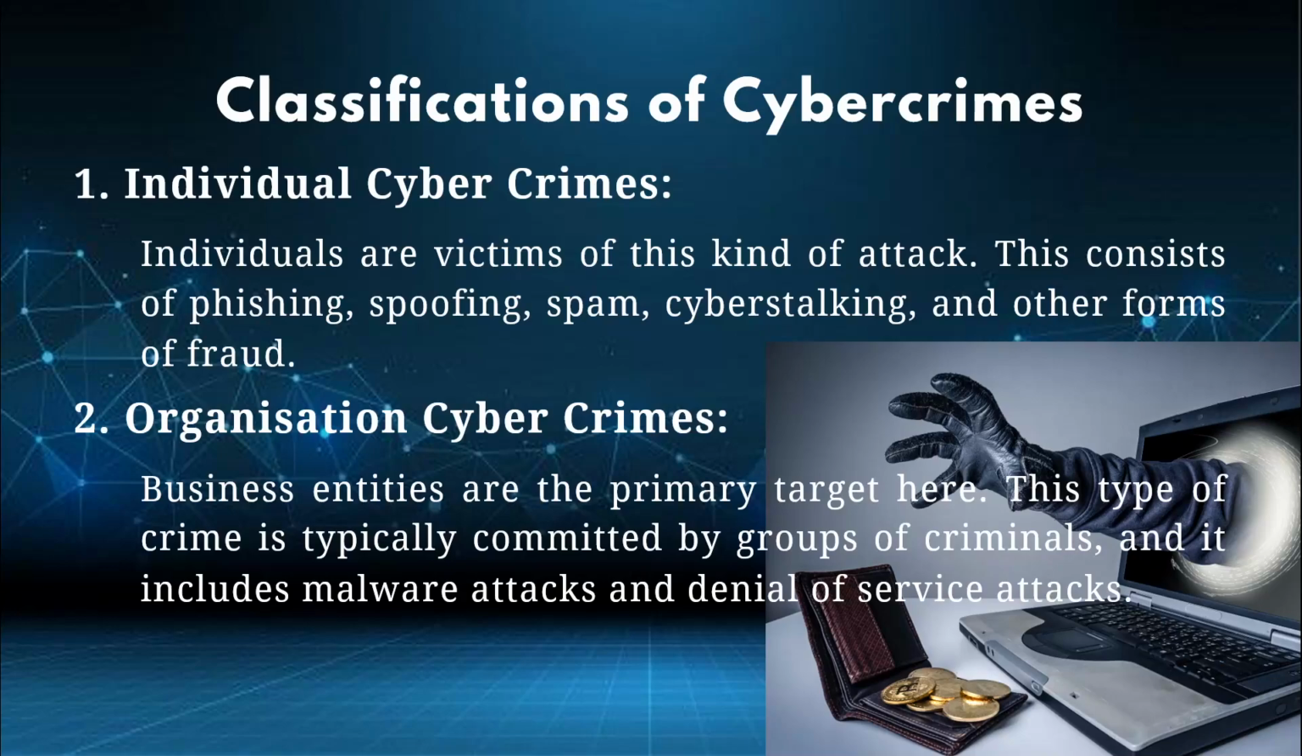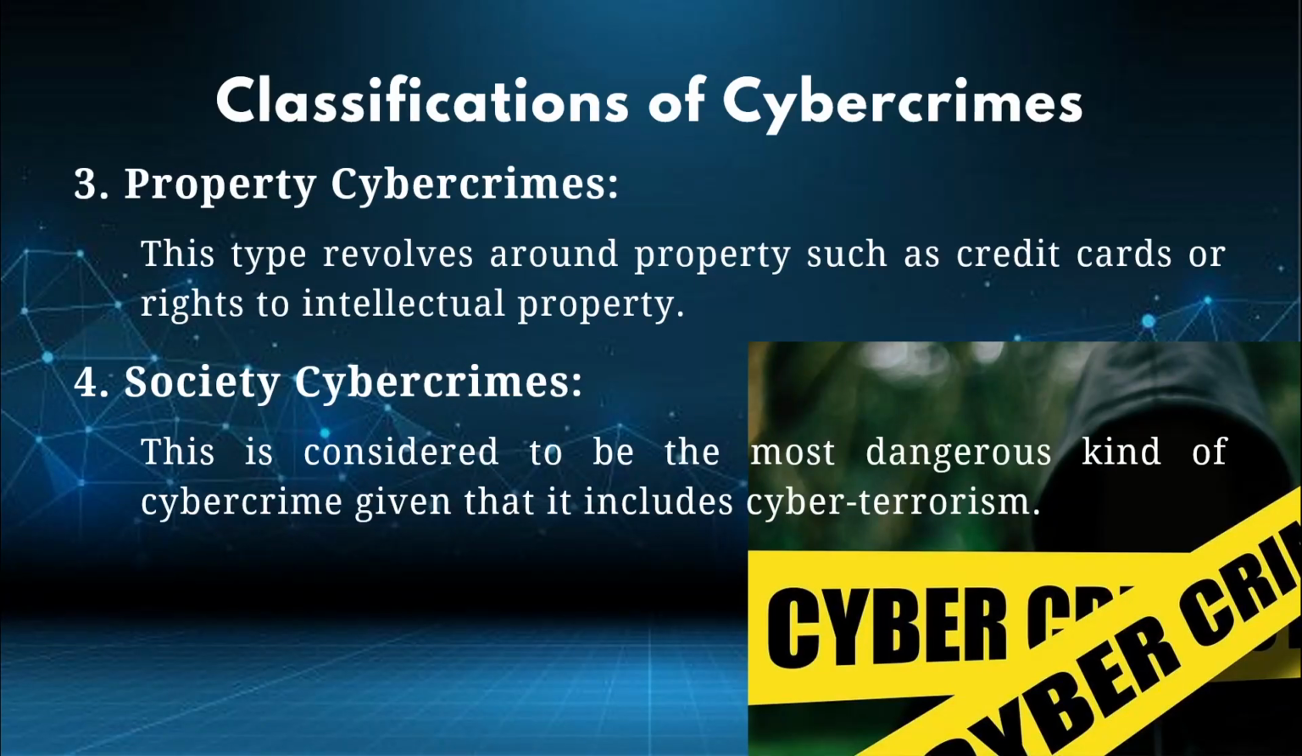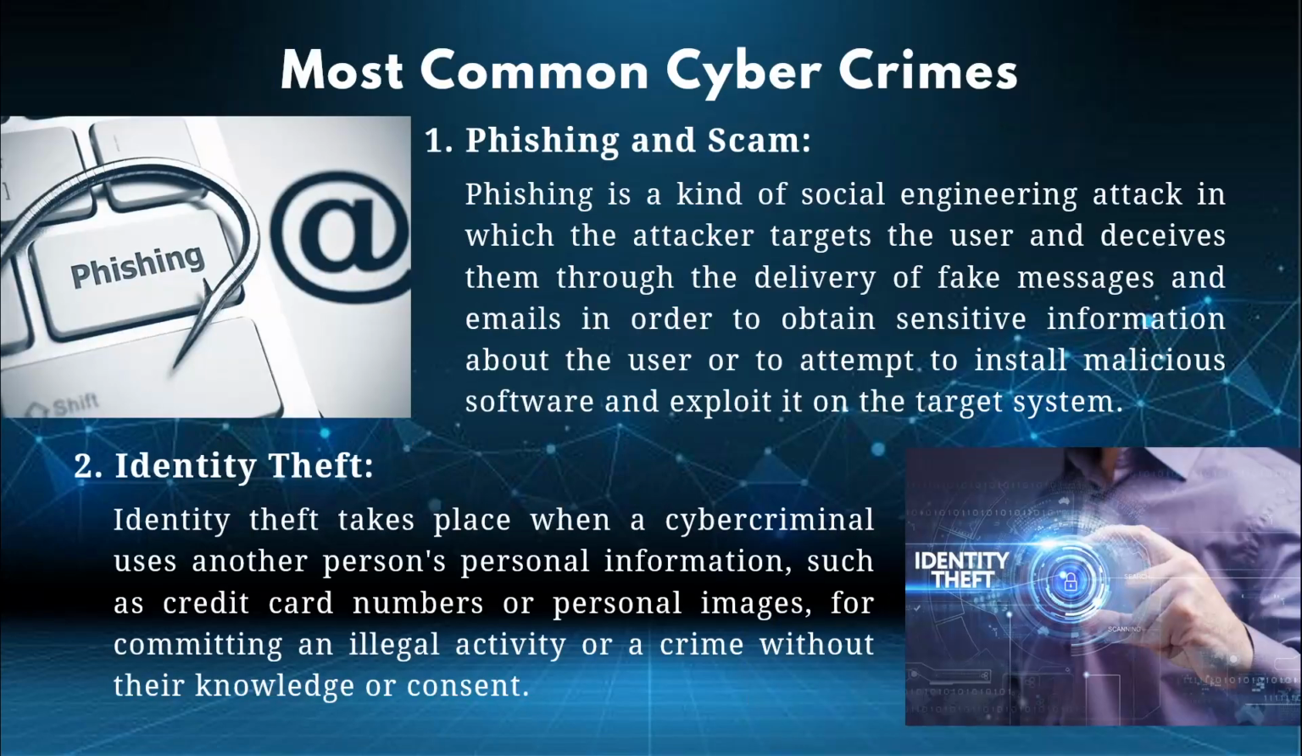Organization cybercrime: businesses and entities are the primary target here. This type of crime is typically committed by groups of criminals, and it includes malware attacks and denial of service attacks. Property cybercrimes: this type revolves around property such as credit cards and rights to intellectual property. Society cybercrimes: this is considered to be the most dangerous kind of cybercrime given that it includes cyberterrorism.